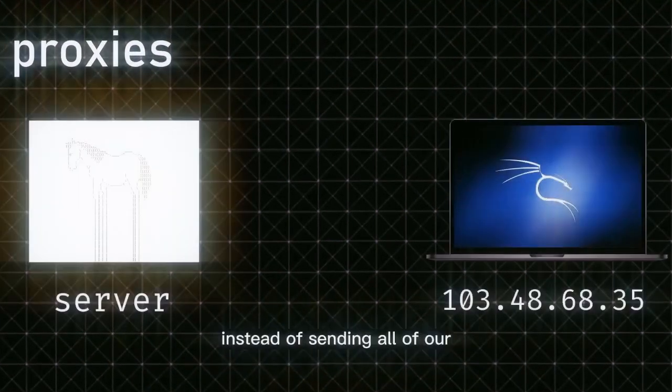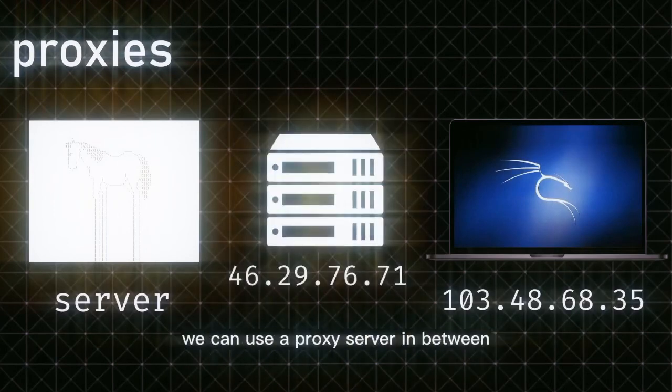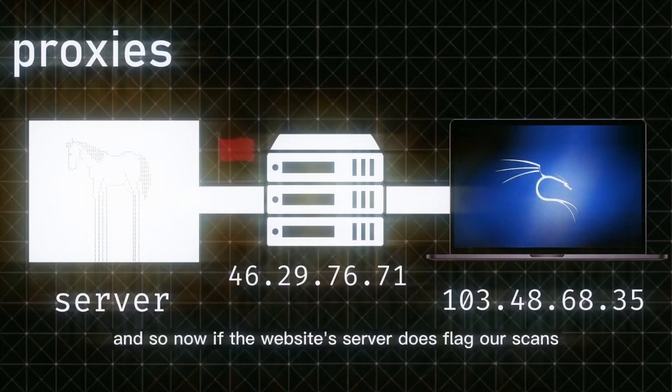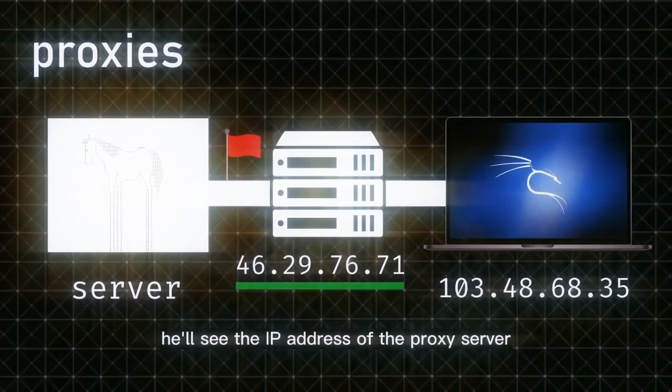So with proxies, instead of sending all of our scans to this website from our IP address, we can use a proxy server in between, which will send our scans for us. And so now if the website's server does flag our scans to notify the website's owner, you'll see the IP address of the proxy server, and not ours.